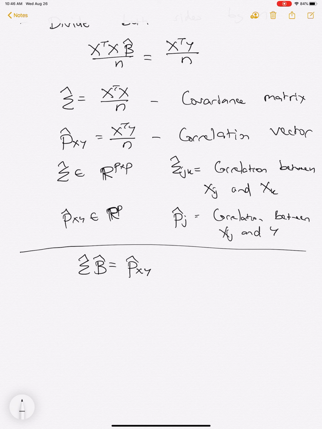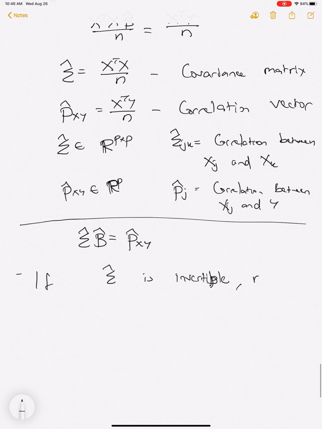Okay, so now, if this sigma hat is invertible, and what that corresponds to is that the rank of x is equal to p, so there's no degeneracy in the sample matrix. We'll actually see settings where this is not true. That's why I started with the normal equations, because they don't assume anything about invertibility or that there is a unique solution. If it is invertible, we can just invert it to get a unique solution: beta hat equals sigma hat inverse times rho hat xy.